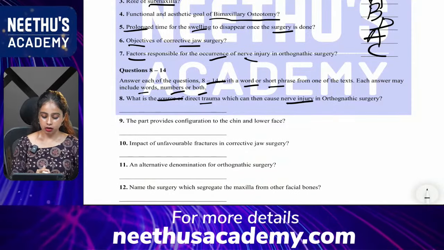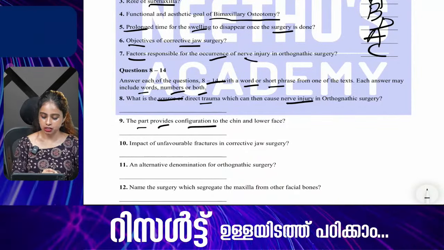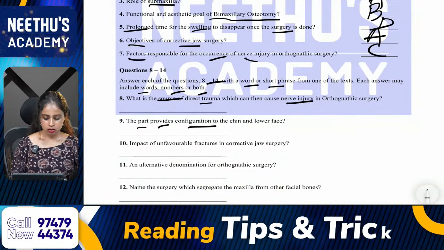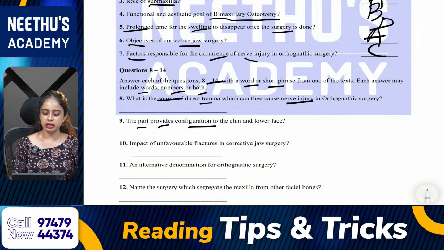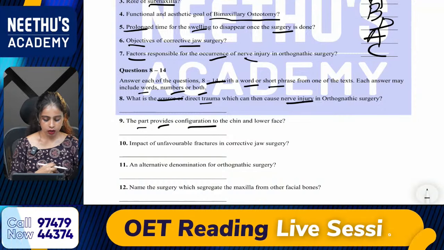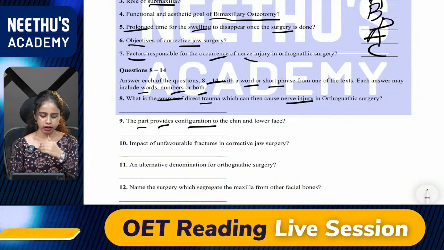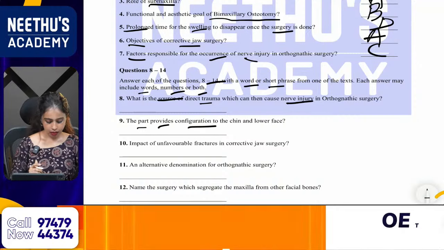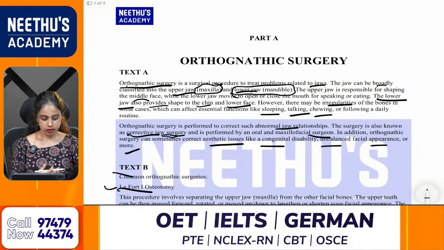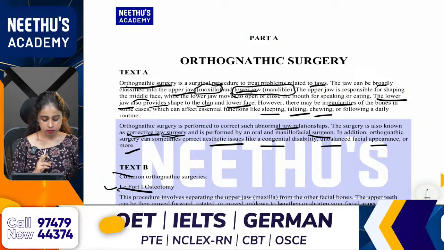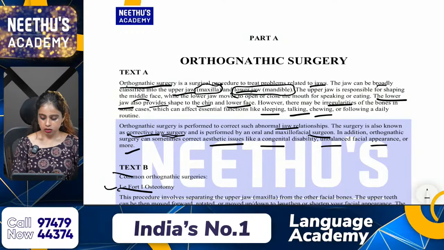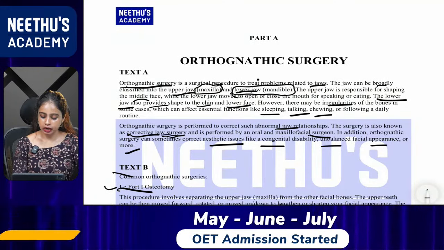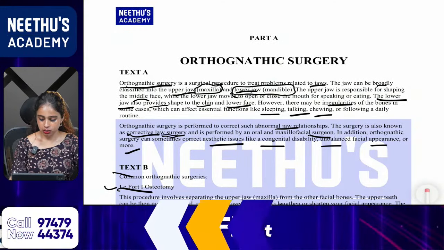Clear? Then the 9th one: the part that provides configuration to the chin and lower face. So where is it mentioned? Any idea? The chin and lower face. What is the correct answer? Can you please comment for the 9th question? Okay, the chin, and it is mentioned in text A. As you can see here, the lower jaw also provides shape to the chin and lower face. So what is the answer?